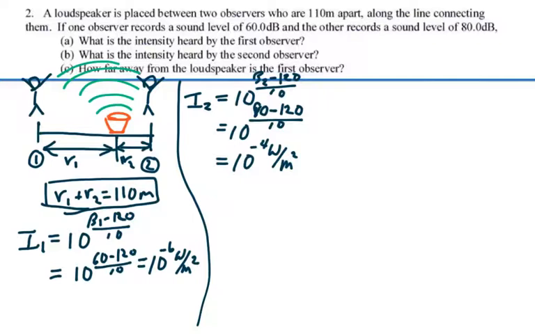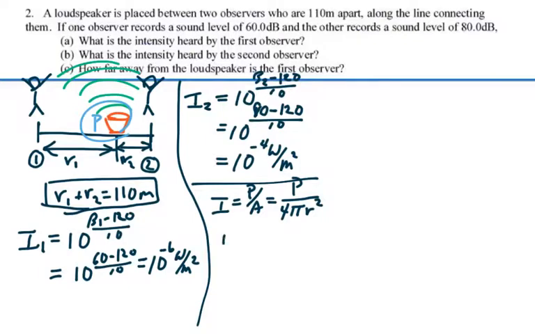All right. We also know in general that the intensity is the power per area, and that's going to be equal to the power of the source, which is going to be the same for both observers because it's one source, over the cross-sectional area of the sphere to their location, which is going to be 4 pi r squared.